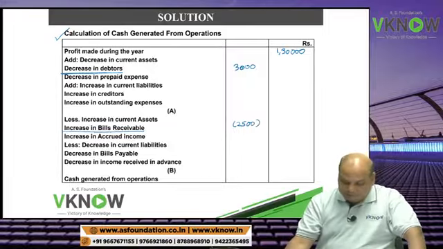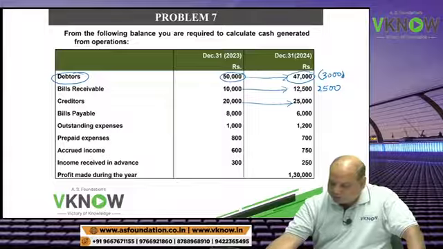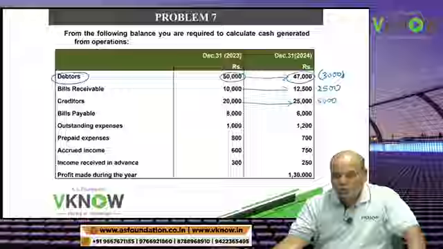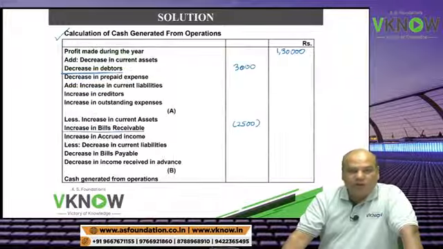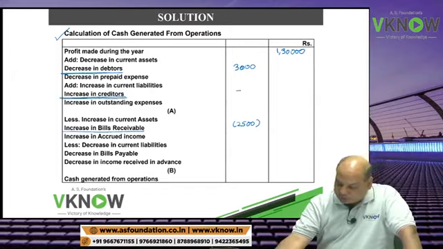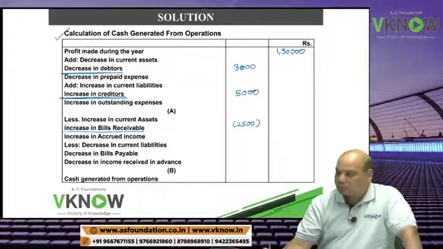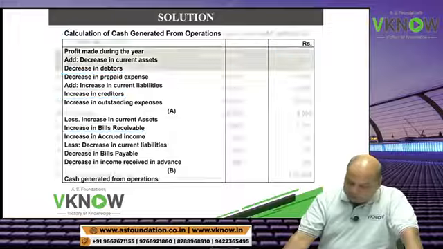2,500 in bracket. Third item, creditor. You see creditor from 20 has become 25. So increase in creditor 5,000. Increase in creditor, increase in cash flow. Very easy question.